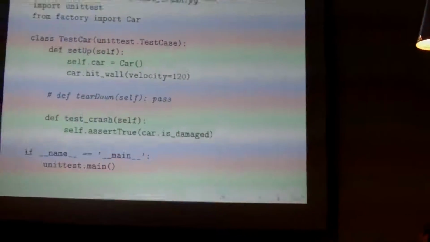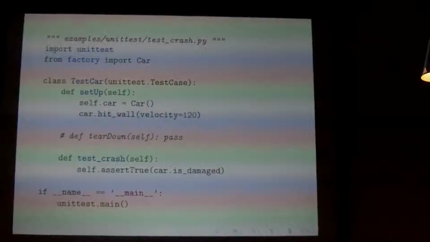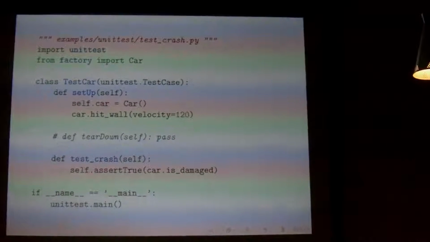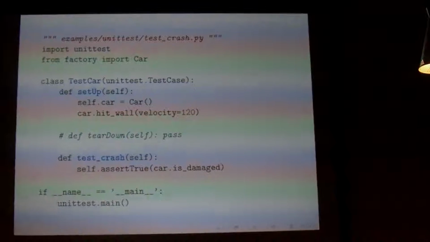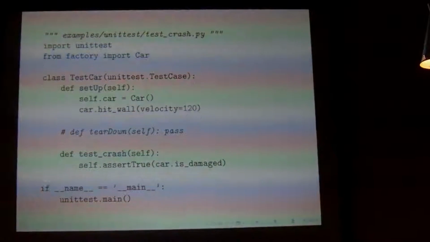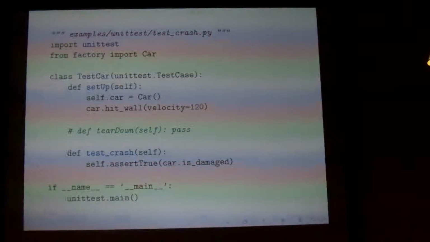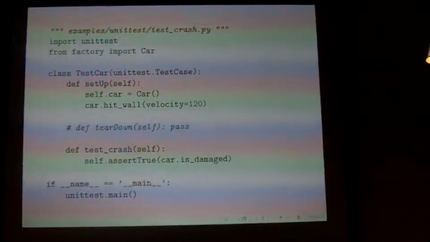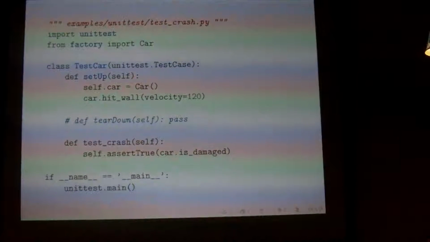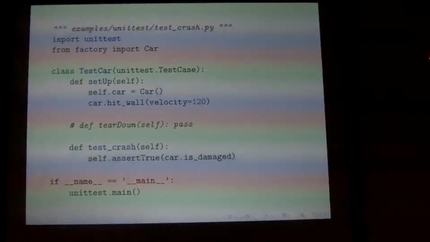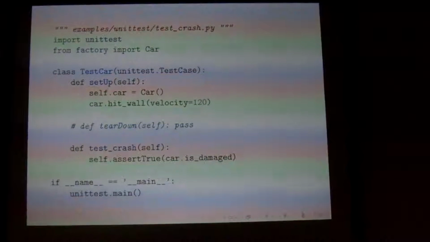Okay, so unittest. As I said, the tests are organized in classes where you can write a setUp method, which is run before every test, and a tearDown method. And this is just the most simple example. The actual testing is done in the test crash method. It's the self.assertTrue, which just says that the output of the car's is_damaged property is true. It's zero.